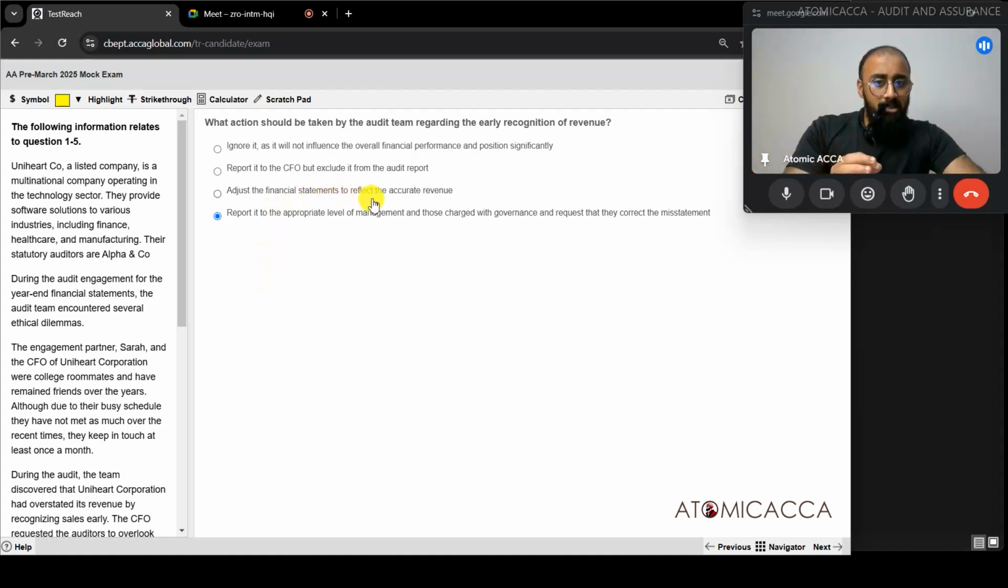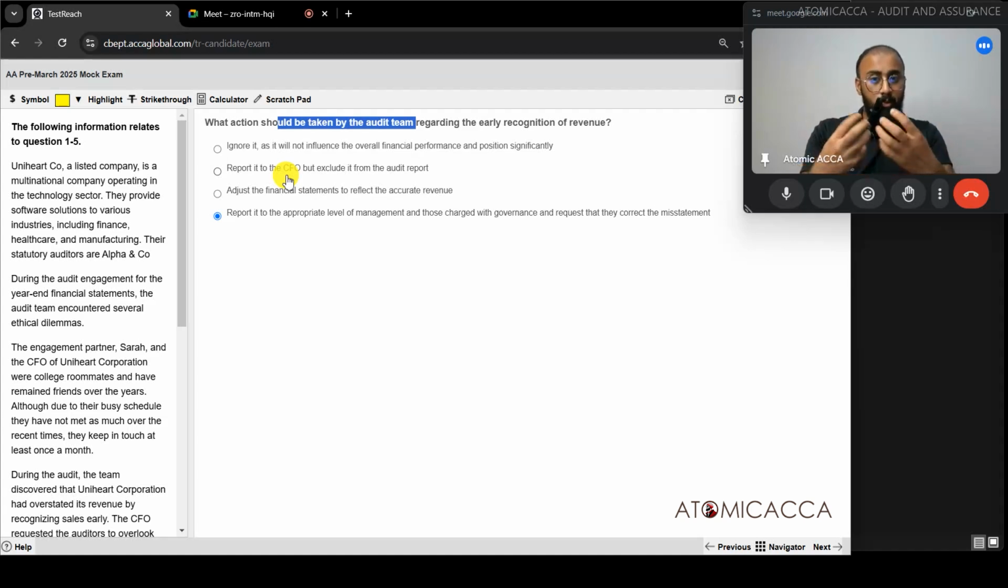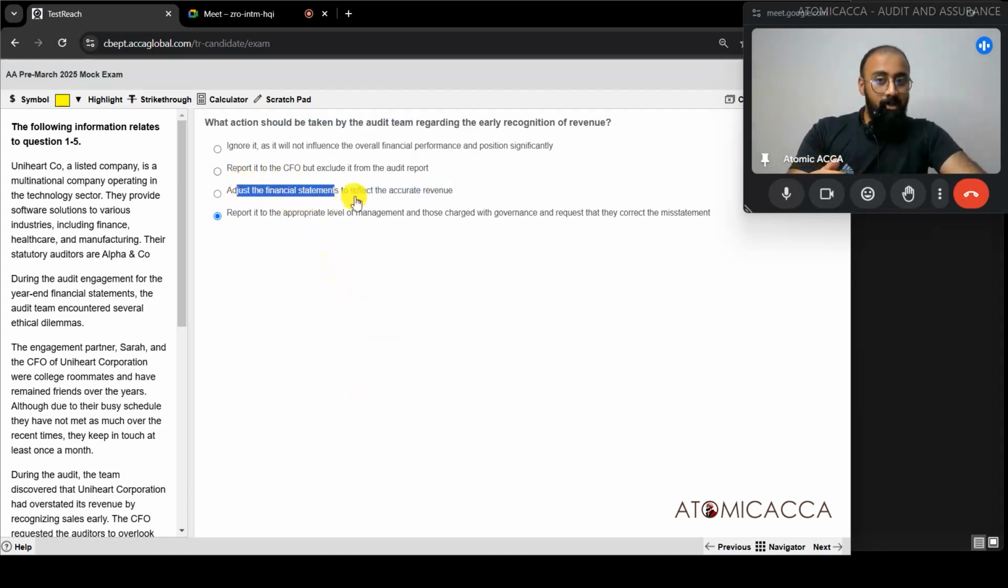Adjust the financial statement to reflect the accurate revenue. Question was asking what action should be taken by the audit team. If in case the question was what action should be taken by the client, then C is correct. They should go and adjust the financial statement. But as an auditor, I am only supposed to guide the client company on how to correct the financial statements, what is the correct accounting standard. But I am not supposed to be involved in making that financial statement. So adjusting the financial statement is the work of the client and not of the auditor.